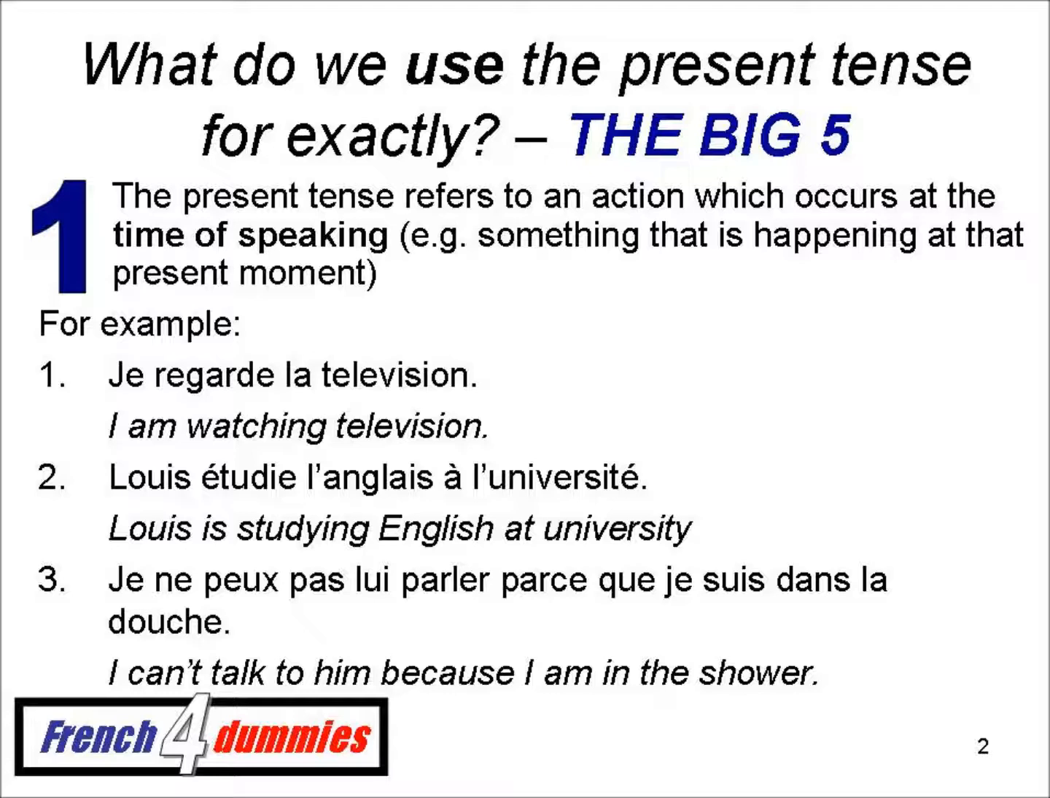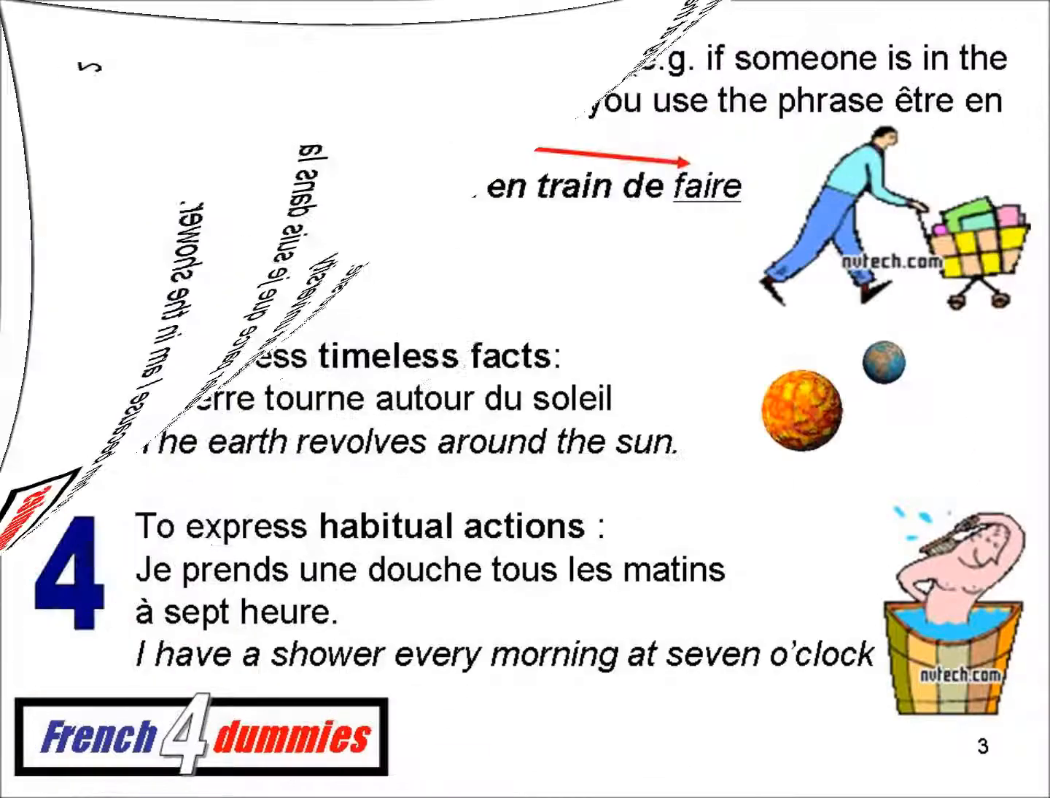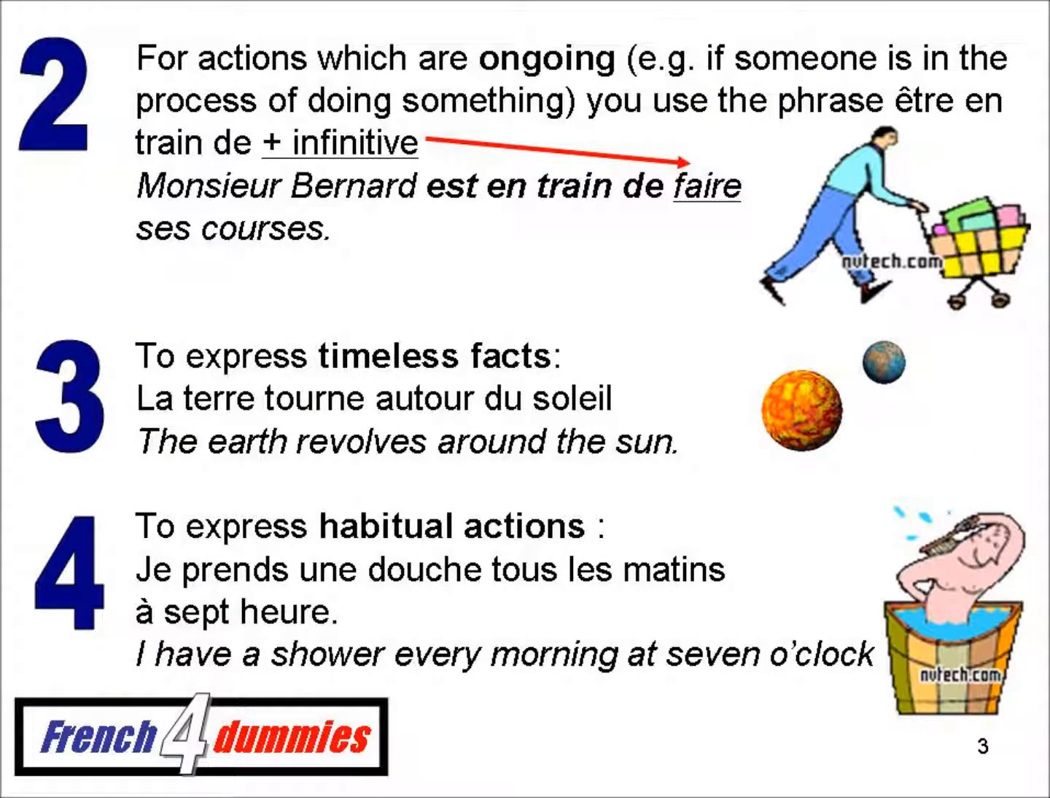Or perhaps there's a continuous event which is going on in the present. For example, je ne peux pas lui parler parce que je suis dans la douche. Next, you have actions which are ongoing. So, for example, if someone's in the process of doing something.